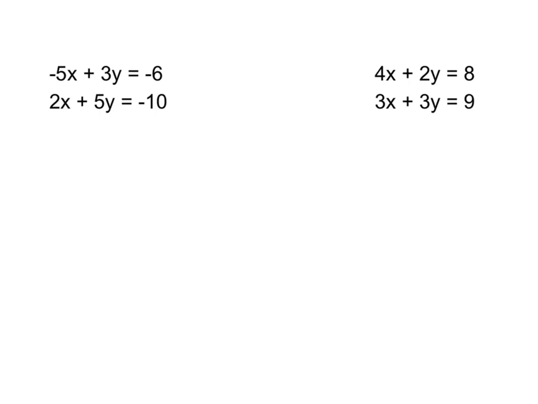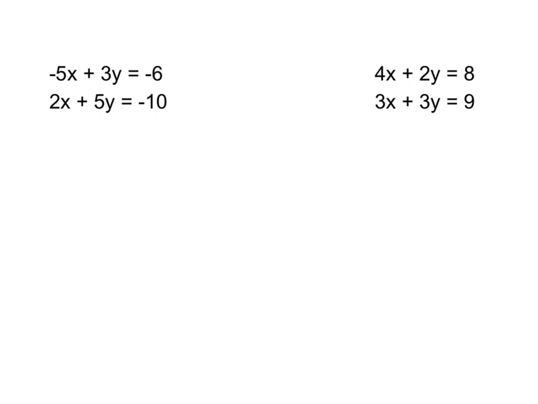Then let's check to see if we can multiply by any number to equal another number to create an opposite. Negative 5 times something is 2, no. 2 times something is negative 5, no. 3 times something is 5, no. 5 times something is 3, no. So in this case, we're not going to be able to just multiply one of these equations by a number. We need to multiply both equations to create a common multiple that will cancel.